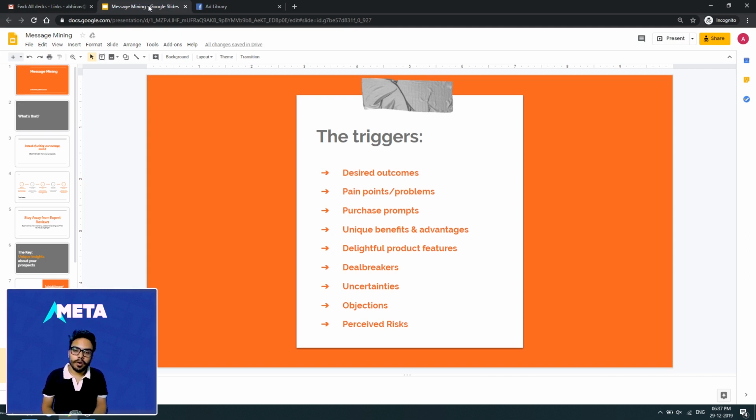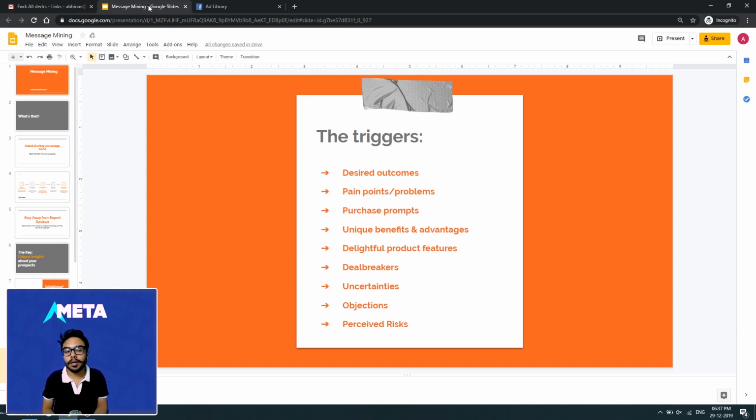Then unique benefits and advantages. What are people looking for? What are the other products offering? Any unique mechanisms there? Then delightful product features. What are the nice-to-have features that people appreciate? They may not be a must, but they add that extra touch. Then deal breakers, something that you should have. Like, a lot of people don't buy from e-commerce stores unless they have free shipping. So stuff like that.